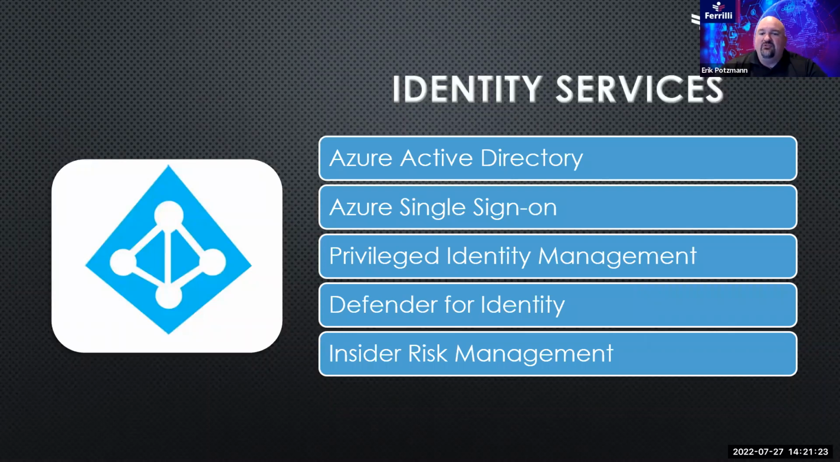Azure AD Premium P2 adds other forms of single sign-on, including integrated Windows authentication, as well as an application proxy for on-premise applications. You also get privileged identity management.